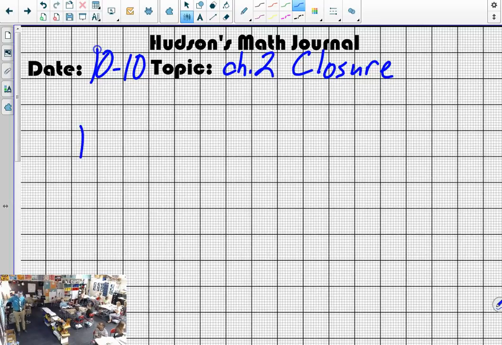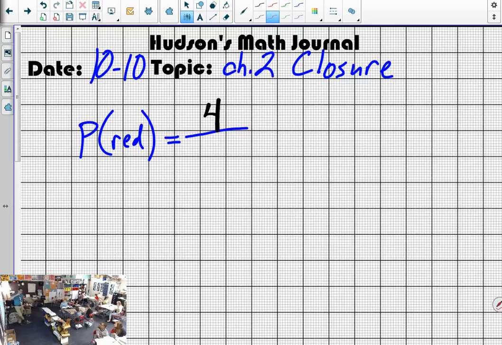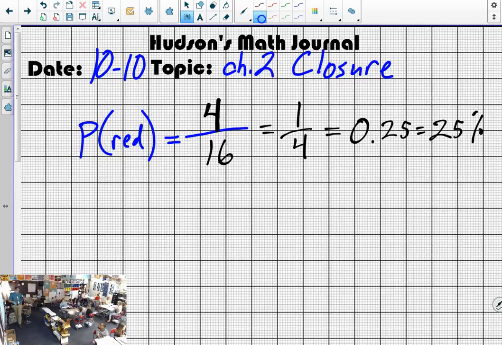So a red marble. So we would say probability of red. We want the number of red over the total in the bag. So how many red marbles are there in that bag, Grant? 4 out of how many total? Yep, 16. 4/16, they can both divide by 4. I get 1/4, or 0.25, or 25%.